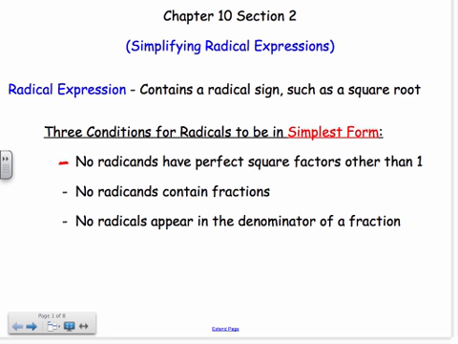Our next condition is no radicands contain fractions. So if there's a fraction inside your square root, we can simplify that. We can't leave a fraction inside the square root, and we'll talk about that one. And lastly, no radicals appear in the denominator of a fraction. So if I have a radical in the denominator, I've got to get it out of the denominator. We don't like that in the denominator, and we'll show you how to do that.